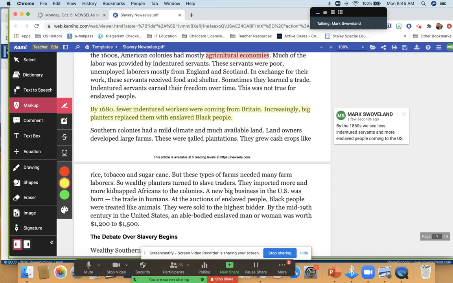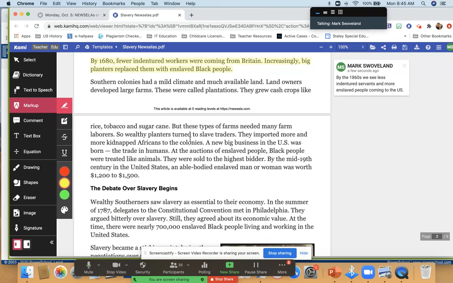Okay. Southern colonies had a mild climate and much available land. Landowners developed large farms. These were called plantations. They grew cash crops like rice, tobacco, and sugarcane. But these types of farms needed many farm laborers, so wealthy planters turned to slave traders. They imported more and more kidnapped Africans to the colonies.